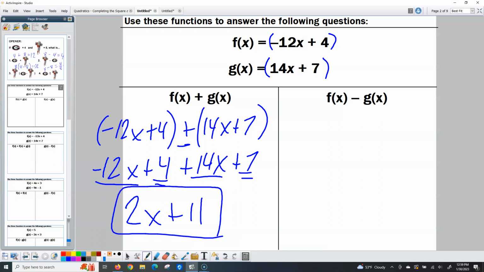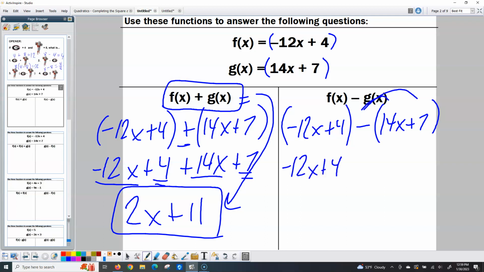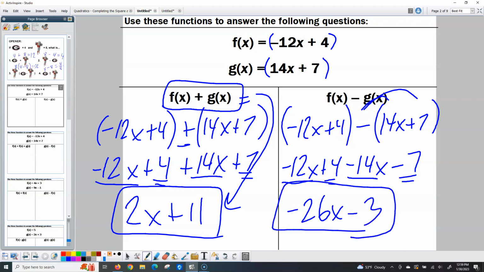So sometimes people just leave it like that. Sometimes people would write it as f of x plus g of x equals, and then they'd put that in the end. F of x minus g of x. So I've got f of x is negative 12x plus 4 minus g of x is 14x plus 7. And when you've got that negative sign in front of the parentheses, you got to distribute it. It's got to go to everything inside the parentheses. So you got negative 12x plus 4 minus 14x minus 7. And then we're combining like terms. So negative 12x, negative 14x, that's negative 26x, and 4 and negative 7 would give you negative 3.